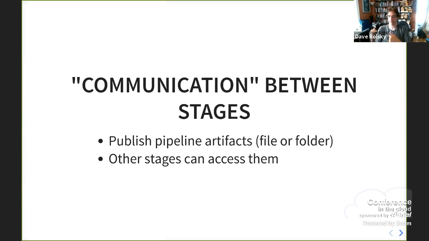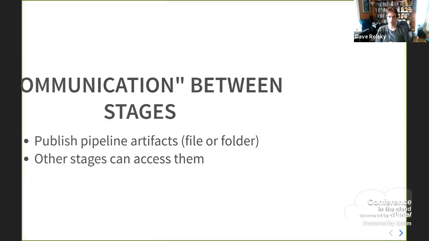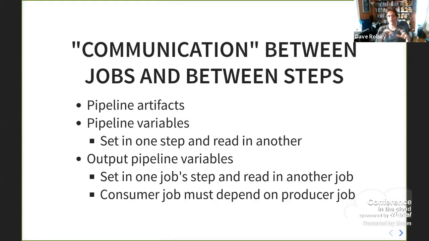But of course, if you wanted to publish a build on GitHub, there's going to be a way to do that as well. You can also communicate between jobs and between steps. And again, this is not message passing. This is just a way to pick up output from an earlier job or earlier step. So you can use pipeline artifacts between jobs.